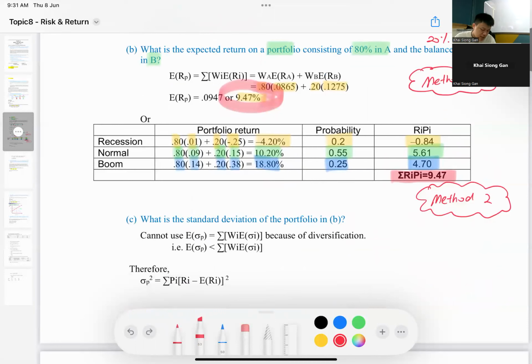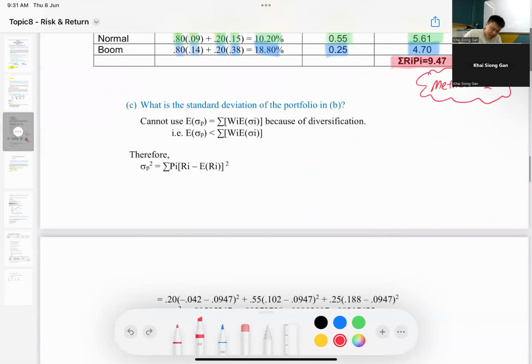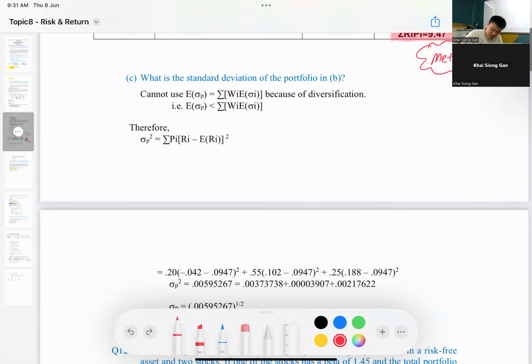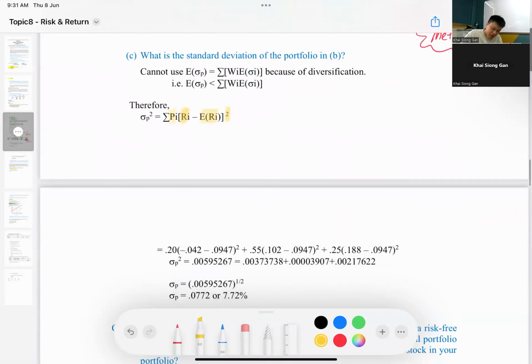Okay, then how do we calculate the standard deviation? So now we are going to use this 9.47% as the expected return. So again, when we calculate variance, we look into the difference between the individual returns and the expected returns, taking into account the probability. Of course, remember the square as well. So first of all, individual returns.